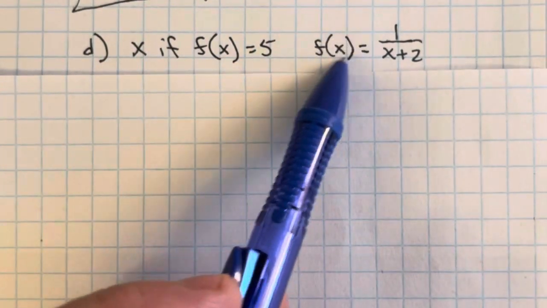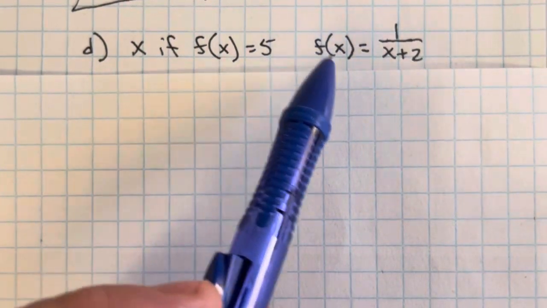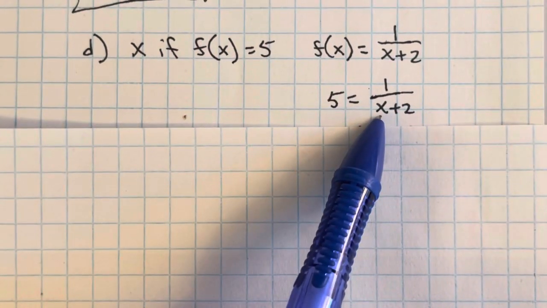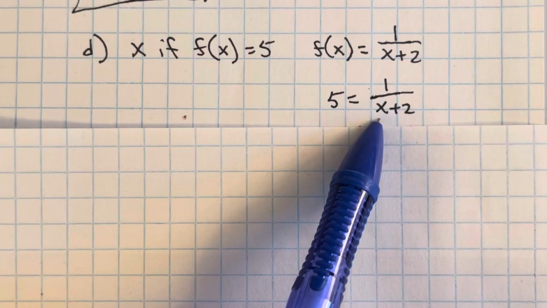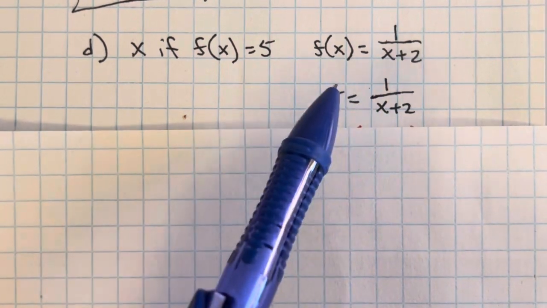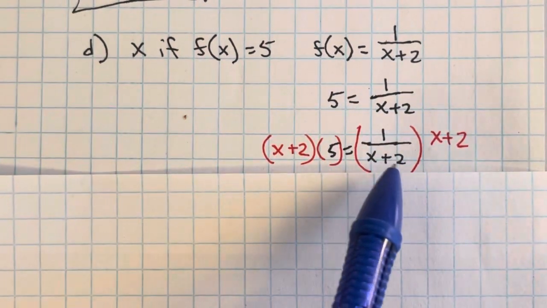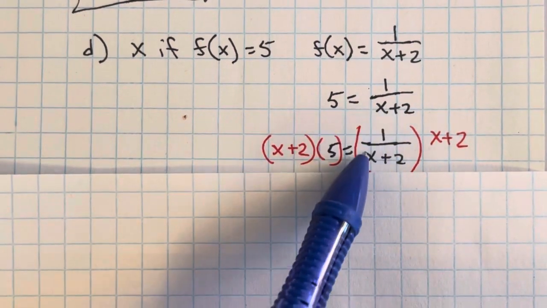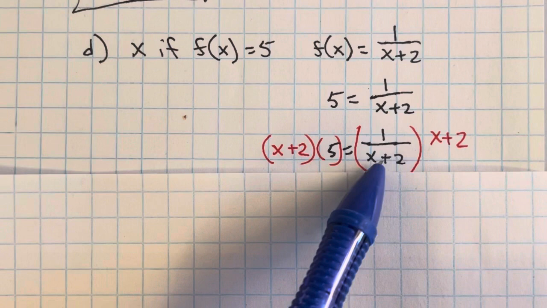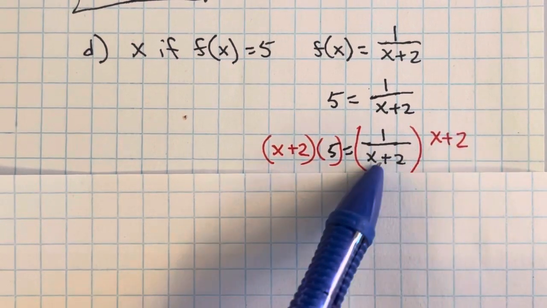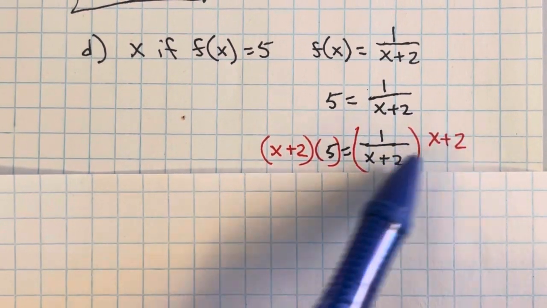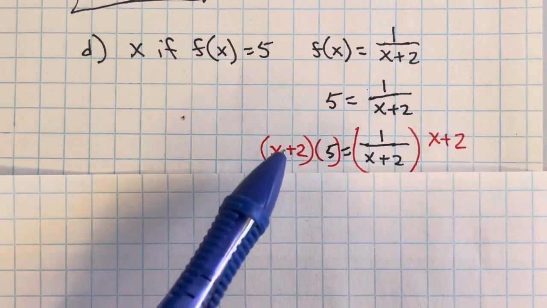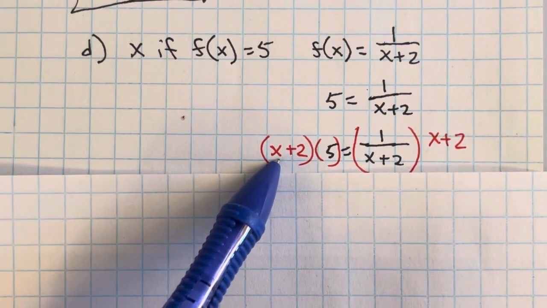For d, we're solving now for x, if f(x) equals 5. So now f(x), we have that value, is 5. Now we need to solve for x. In order to do that, we need to get x by itself. So we're going to go ahead and do a fraction buster, and you multiply it by x plus 2. This cancels out because x plus 2 divided by x plus 2 is 1. And what you do to one side, you do to the other.